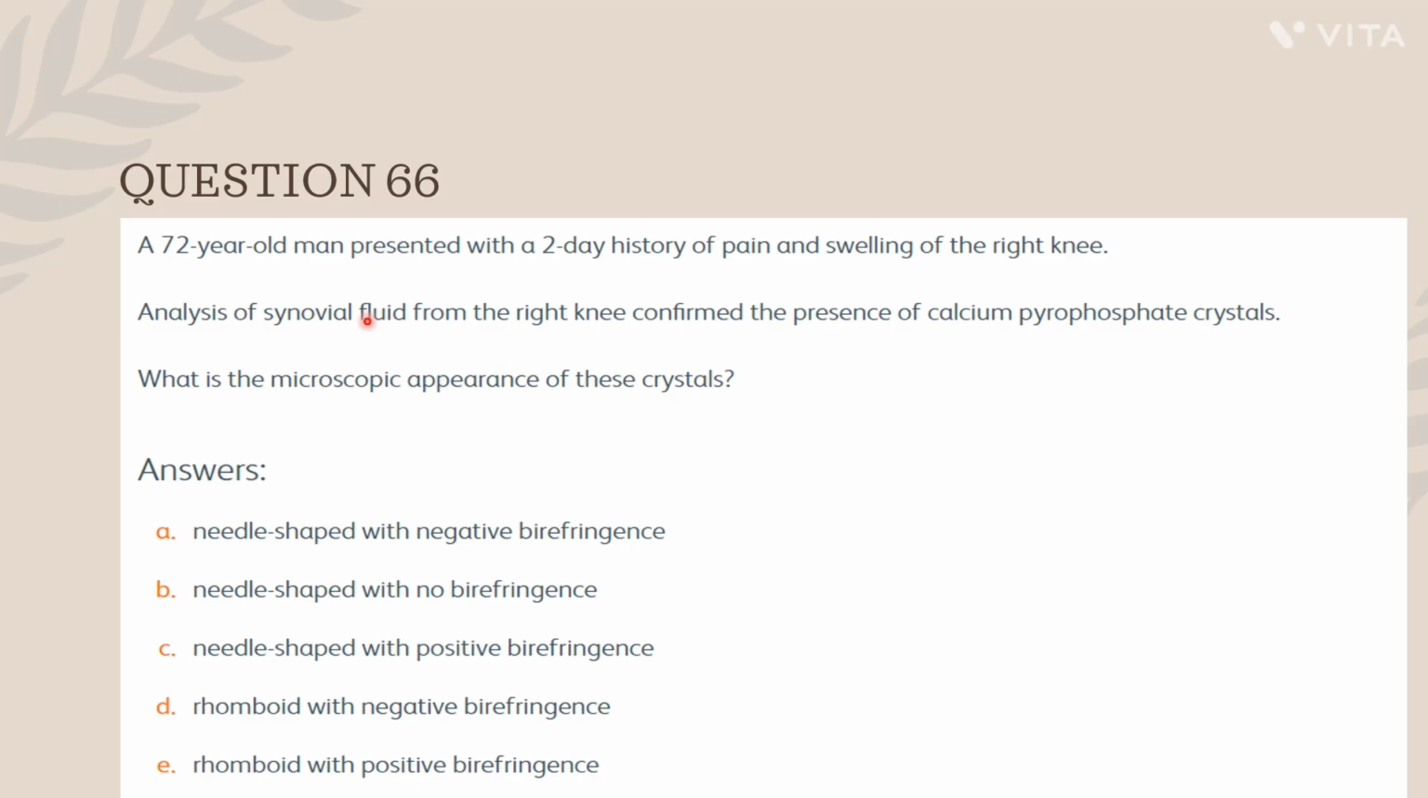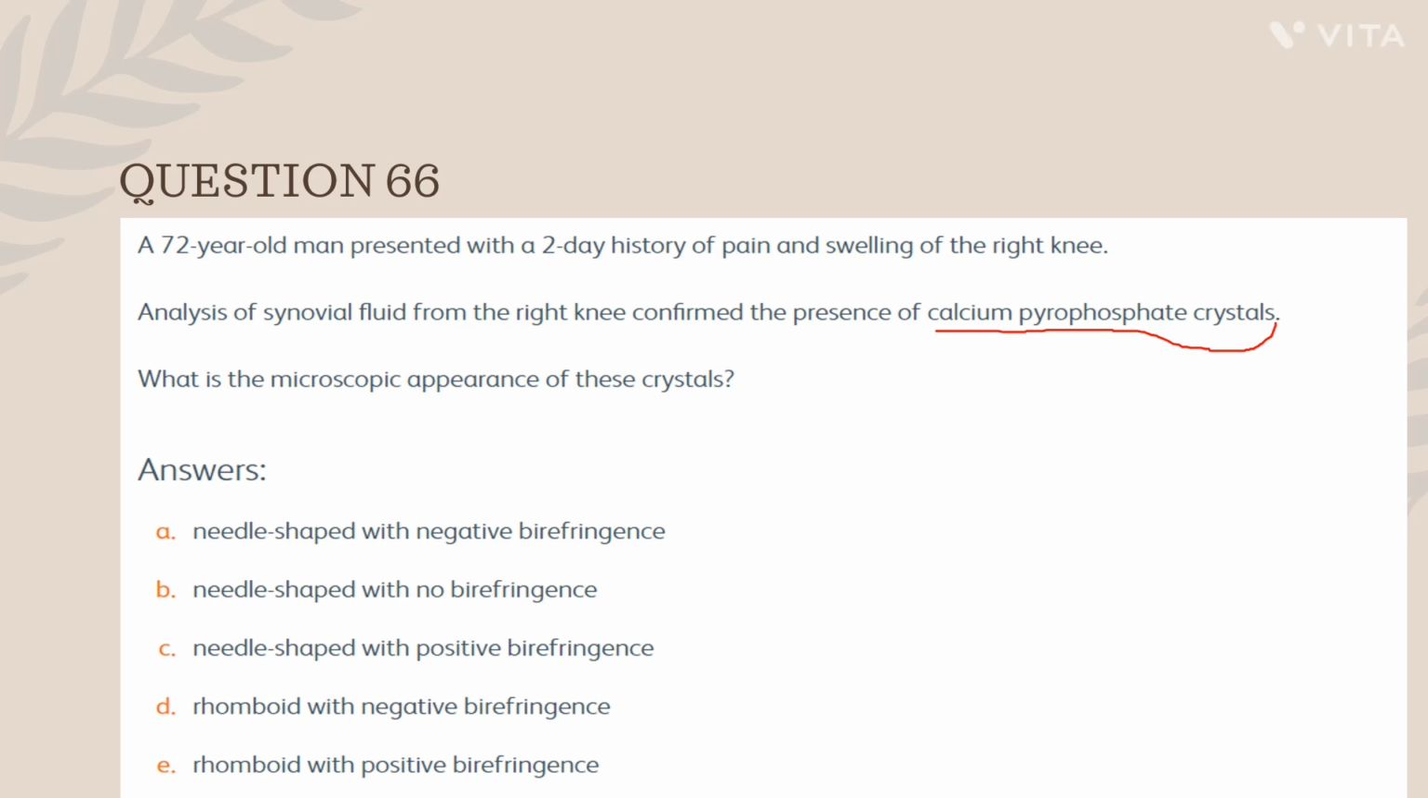Question 66. A 72-year-old man presented with a 2-day history of pain and swelling of right knee. Analysis of synovial fluid from the right knee confirmed the presence of calcium pyrophosphate crystals. What is the microscopic appearance of these crystals? So it is pain and swelling of right knee with calcium pyrophosphate crystals. Where do you see this? You see this in pseudogout.